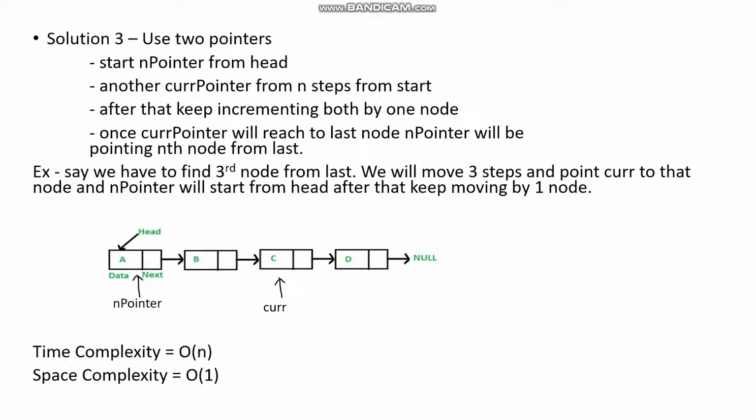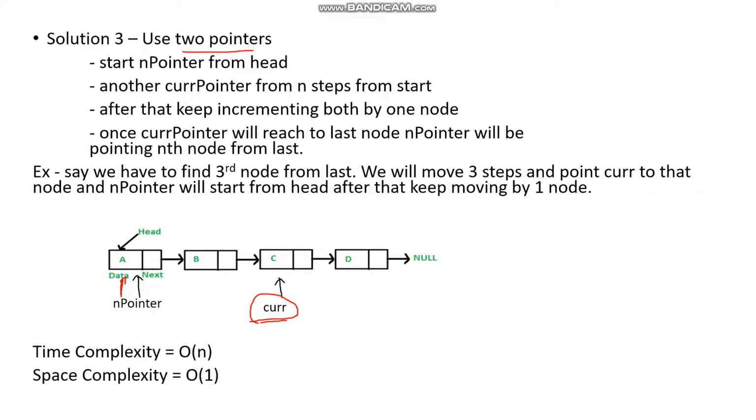So how can we achieve it? We will be achieving it using the two pointers approach. In this approach, we will have two pointers, an end pointer and a current pointer. Initially both our pointers will be pointing to the head, and then we will be moving one of the pointers, that is the current pointer, by the number of steps equal to the position we have to find from the last.